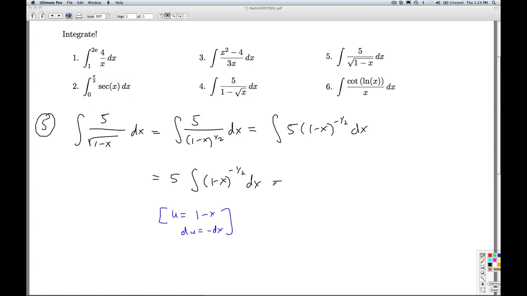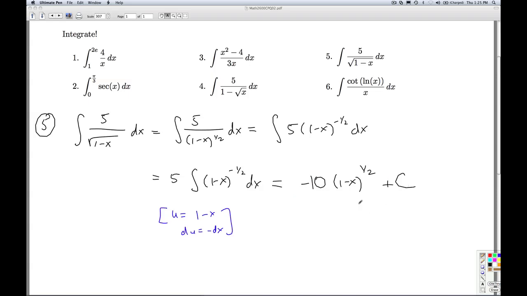But what's this going to work out to be? I'm basically integrating something to the negative 1/2 power. The result of that is going to be something to the 1/2 power divided by 1/2, which is that something to the 1/2 power times 2. I already have a 5 there, so I'm going to have more or less 10 times 1 minus x to the 1/2 power. And when I take the derivative of this, I'm going to get 5, 1 minus x to the minus 1/2 times a negative 1. So to counteract the negative, I'll put a negative out front, plus c.